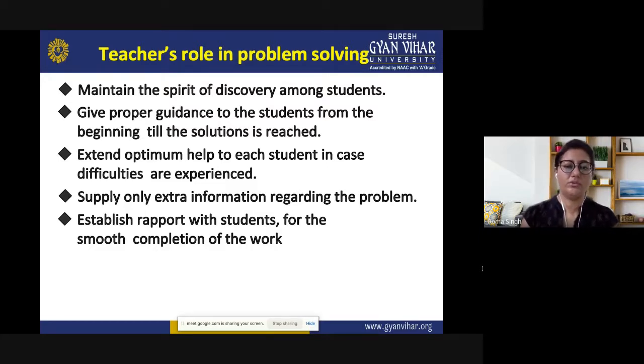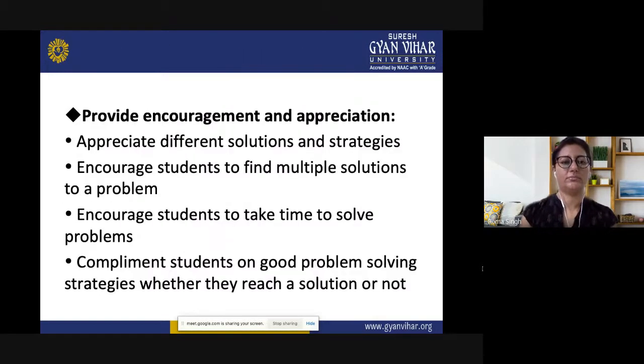Establish rapport with students for the smooth completion of the work. This is very important. The students will do the work when you try to be friendly with them. You create a friendly environment in the class. You try to establish rapport with the students. When you are involved in some activity, the students will definitely take your guidance and smoothly complete the work.